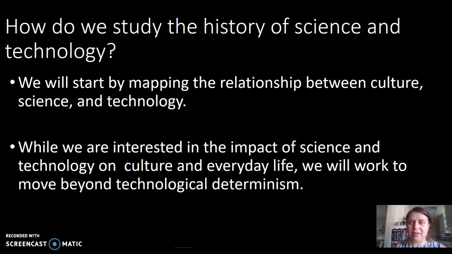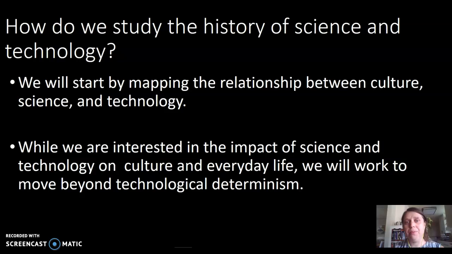So how do we study the history of science and technology? Well, one way that we can do that is thinking about mapping the relationship between culture, science, and technology. These are going to be our three main factors that we'll be taking a look at this semester. And so we are interested in the impact of science and technology on culture and everyday life.